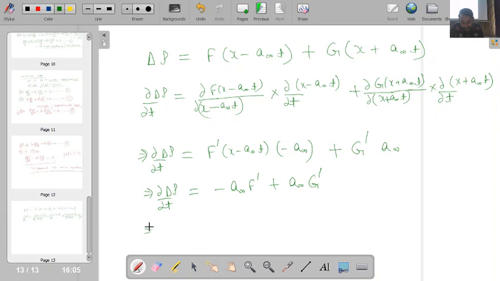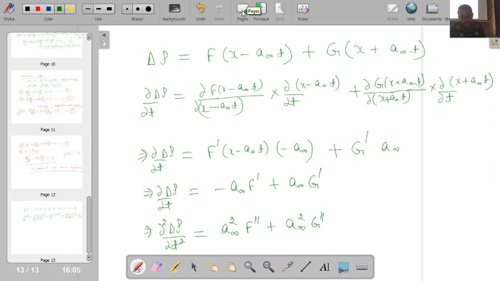Similarly, if I calculate del square delta rho by del t square, then the minus minus will become plus. So it will be a infinity square f double dash plus a infinity square g double dash. I have shown you the detailed derivative del by del t of delta rho; now del square by del t square you can do for this entire quantity, and finally you will get a infinity square into f double dash plus a infinity square into g double dash.